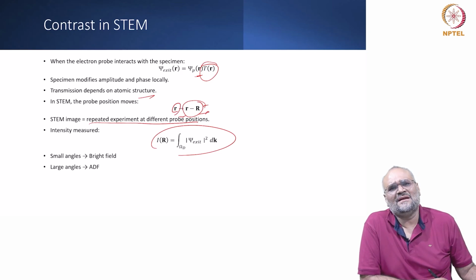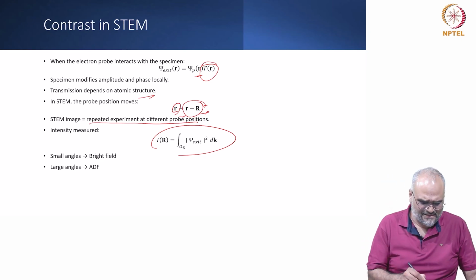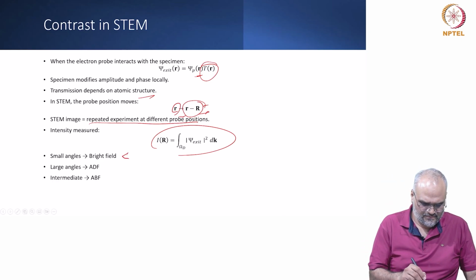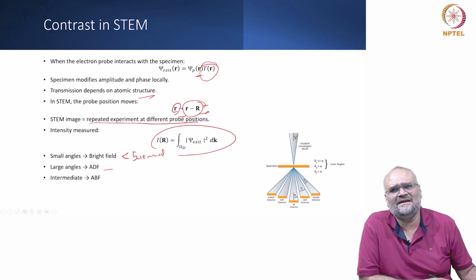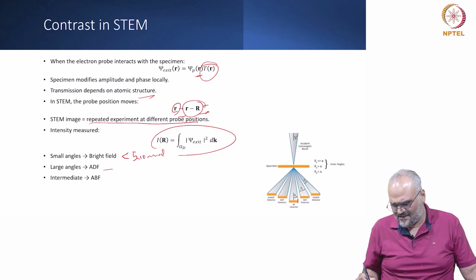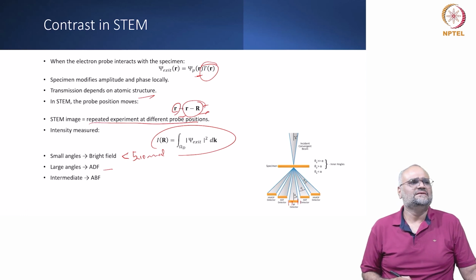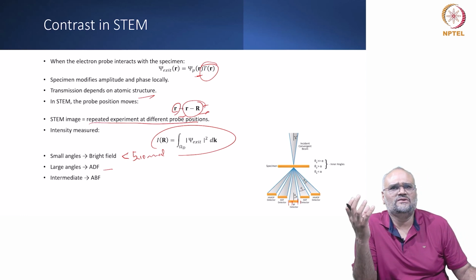When I am collecting this information at small angles, I call it bright field. This is typically less than 5 to 10 milliradians. Large angles is called the annular dark field, and at intermediate angles I have the annular bright field detector. So this is how I obtain contrast in STEM mode.